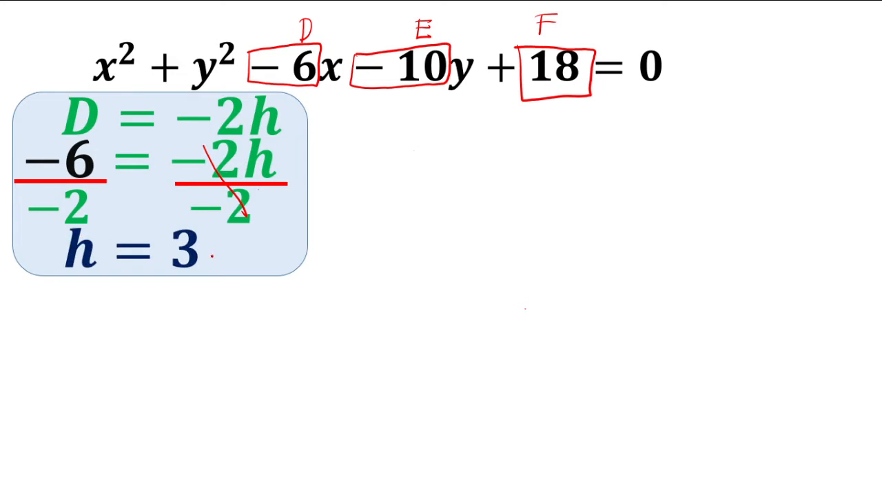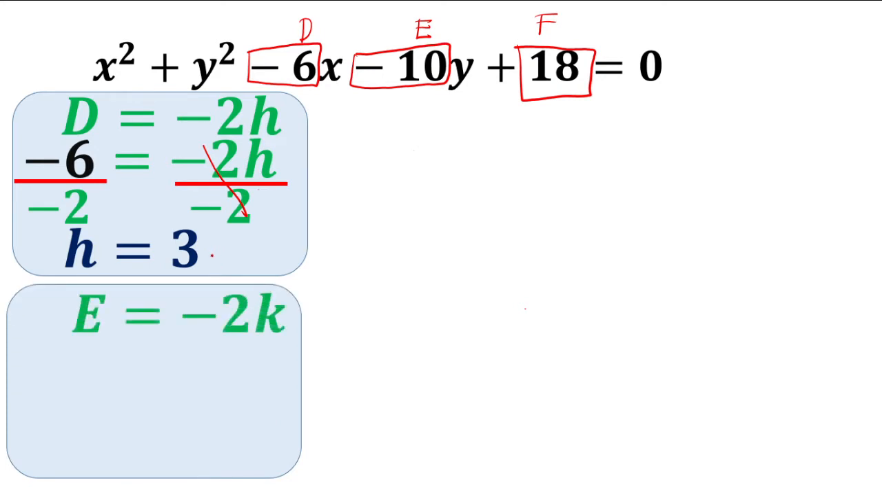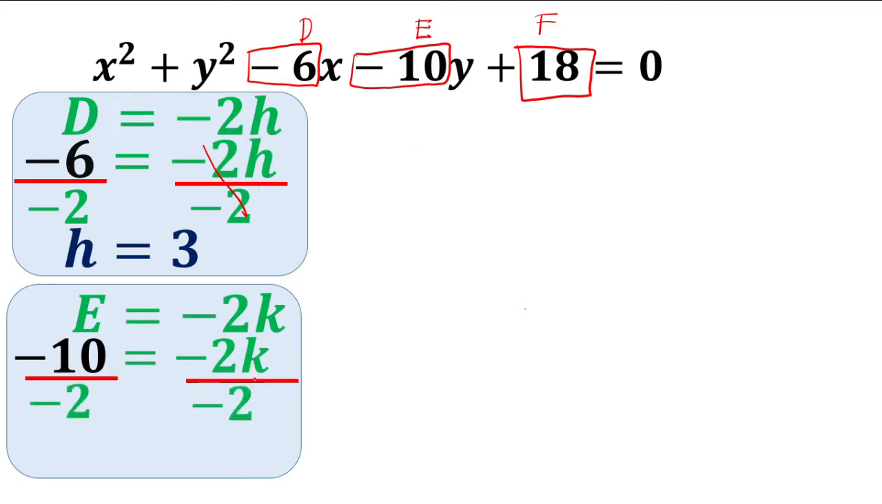Okay? Next. E is equal to negative 2K. We know the value of E, which is negative 10. Okay? Substituting it will become negative 10 is equal to negative 2K. And to get the value of K, divide both sides by negative 2. Negative 2 divided by negative 2, cancel out. Negative divided by negative, positive. 10 divided by 2 is 5. So, negative 10 divided by negative 2 is positive 5. That is now the value of K.